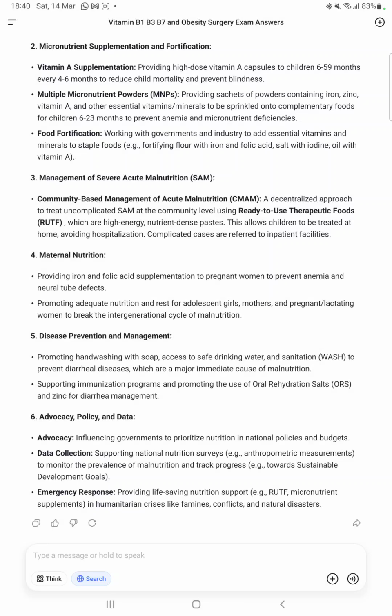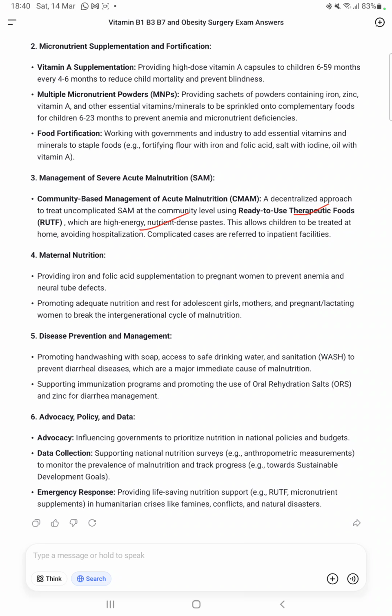Then management of SAM, severe acute malnutrition, here it is done with ready-to-use therapeutic foods, wherein 500 kilocalories is present and it contains about 10 grams of protein. It consists of high energy, nutrient dense pastes. This allows the children to be treated at home rather than in hospitals.